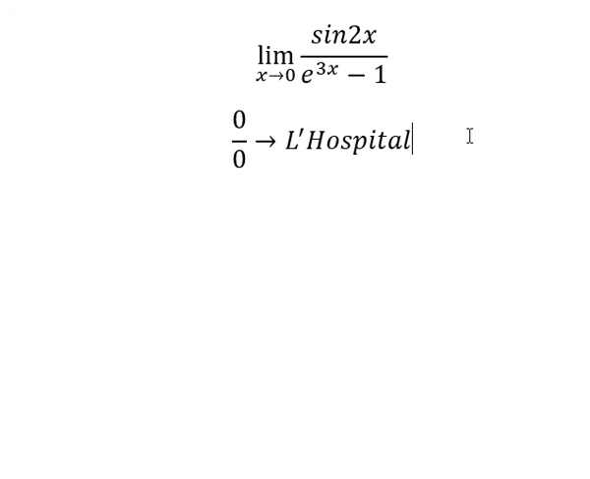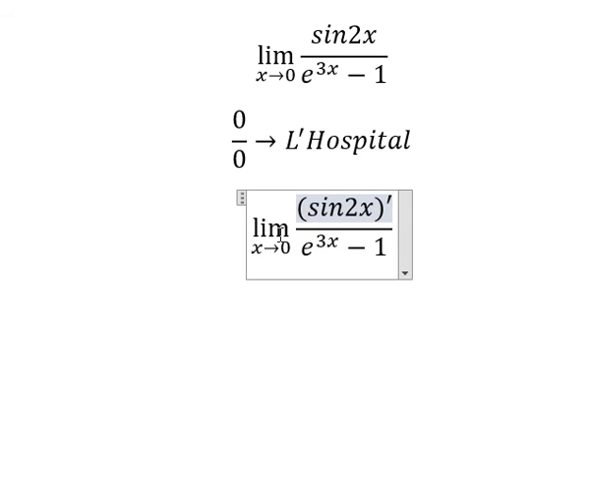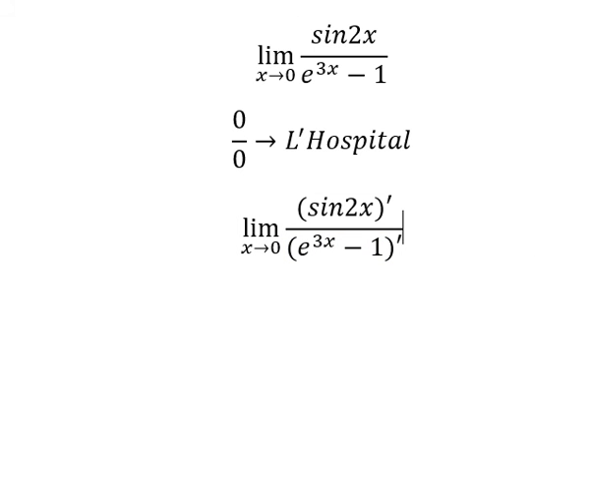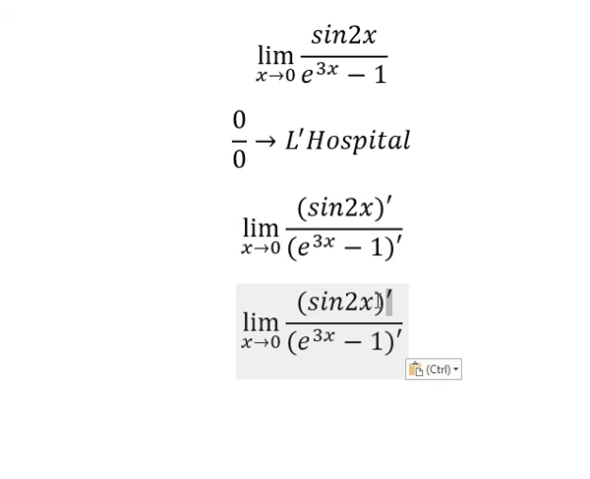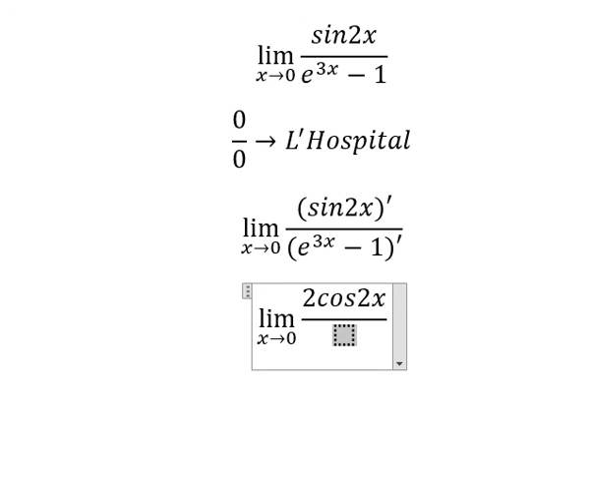That means we need to do first derivative on numerator and denominator. So this one, we have 2 cosine 2x. First derivative of e to the power of 3x, we have 3e to the power of 3x.